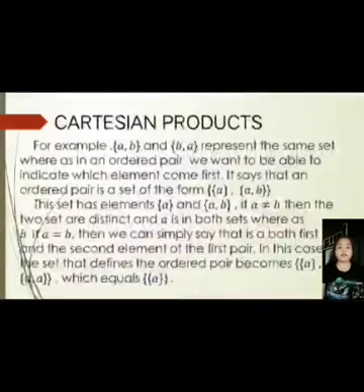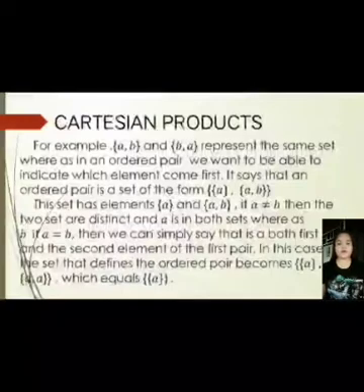Cartesian products. For example, {a, b} and {b, a} represent the same set, whereas in an ordered pair, we want to be able to indicate which element comes first. We say that an ordered pair is a set of the form {a, {a, b}}. This set has elements {a} and {a, b}. If a and b are different, then the two sets are distinct and a is the first element, whereas b is second. If a equals b, then we can simply say that a is both the first and the second element of the pair. In this case, the set that defines the ordered pair becomes {{a}}, which equals {a}.